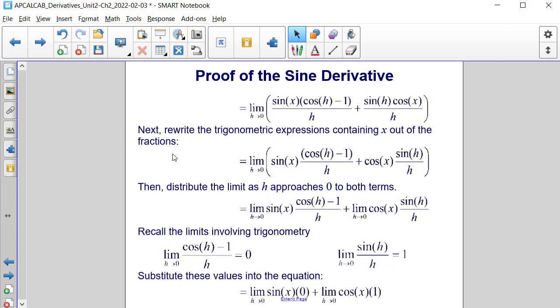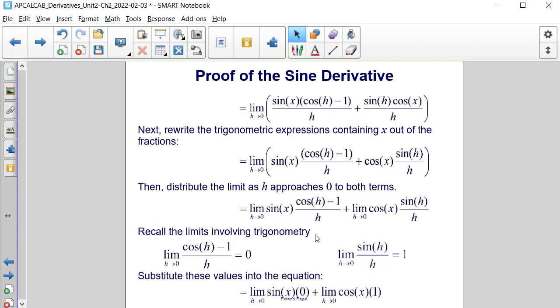Next, rewrite the trigonometric expressions containing an x out of the fractions. So we have the limit as h approaches 0 of sine of x times the cosine of h minus 1 divided by h plus the cosine of x times the sine of h over h. And then we're going to distribute the limit as h approaches 0 through to both terms. So we have the limit as h approaches 0 of sine of x times the cosine of h minus 1 divided by h plus the limit as h approaches 0 of cosine of x times the sine of h divided by h.